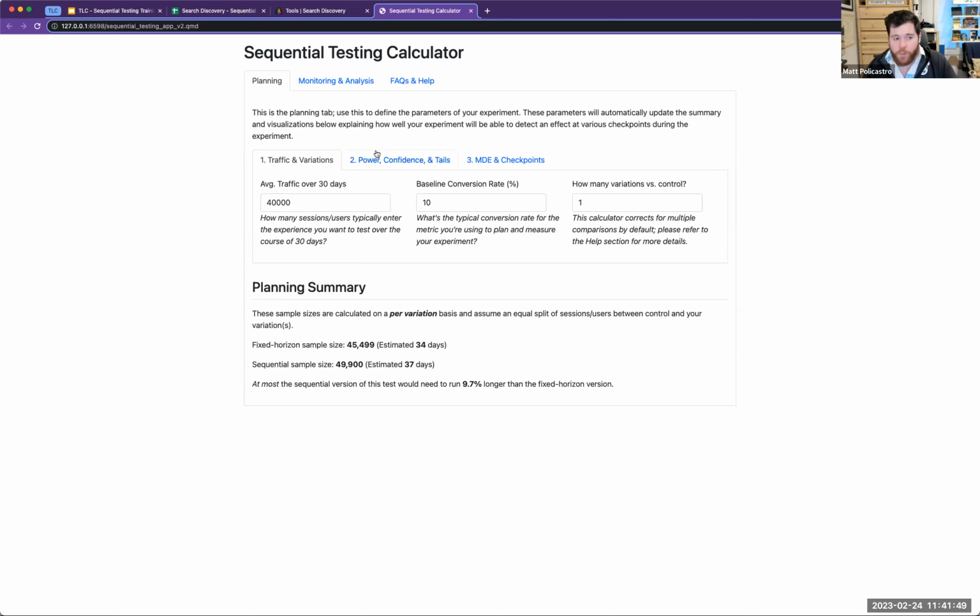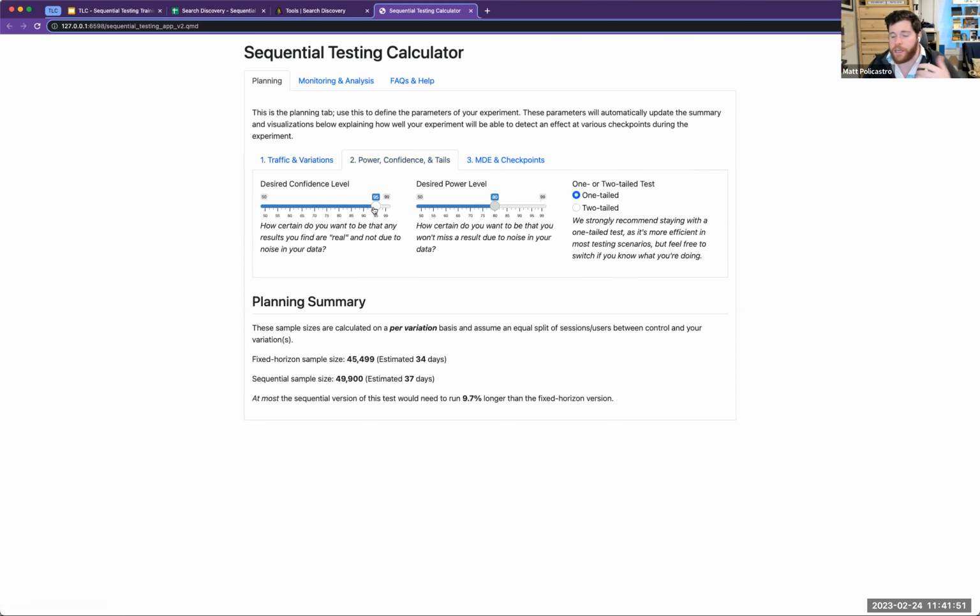When we pull all these levers and plug in these different values, we can adjust our power levels, adjust our confidence levels, and switch from one-tailed to two-tailed. What this gives us is a recommended sample size to run to. And it's going to compare the difference between the fixed horizon sample size, which is the one where we're not supposed to peek. We just run that.